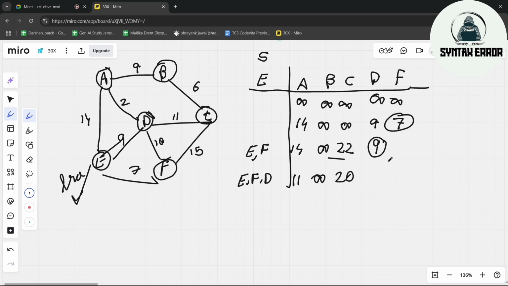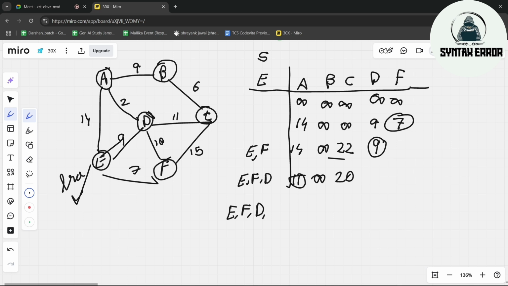So 9 is our final answer here only, right? So in this what we have to check? In this we have to check the smallest one, which is 11. So we got our answer, one more vertex in our answer. E, F, D and A.